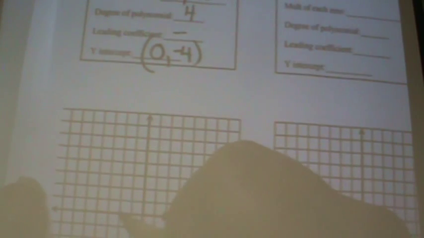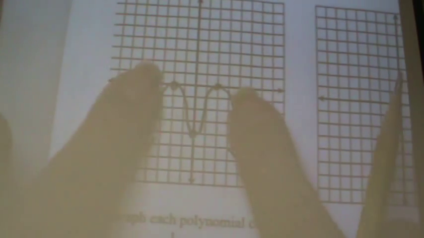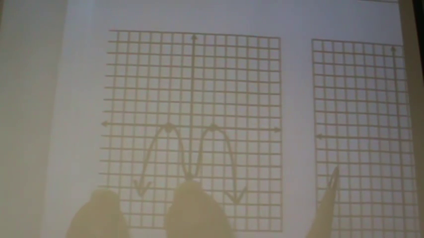So my zeros are at 2 and negative 2. My y-intercept is at 0, negative 4. So this graph, both left and right are going to be going down. So this is your basic shape. The left and the right are coming down because it's a negative leading coefficient. They're doing the same thing because it's an even degree. My y-intercept is 0, negative 4, and my two zeros are touching because the multiplicity is even.